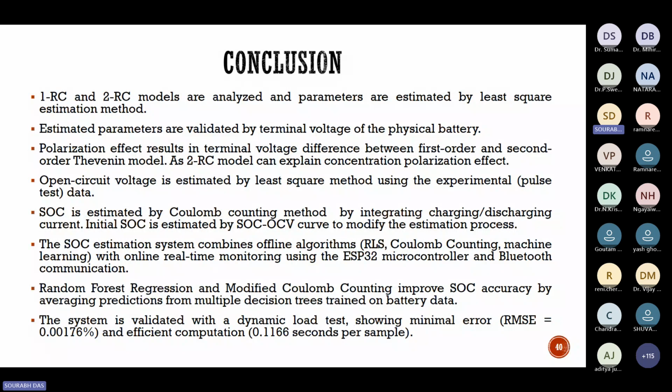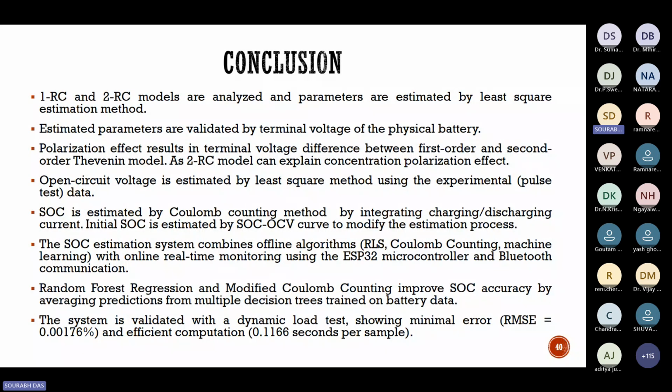What other researchers do using that experimental method. So SOC is estimated here by the Coulomb counting method by integrating the charging or discharging current, and the initial SOC is estimated by the SOC-OCV curve to modify the estimation process.